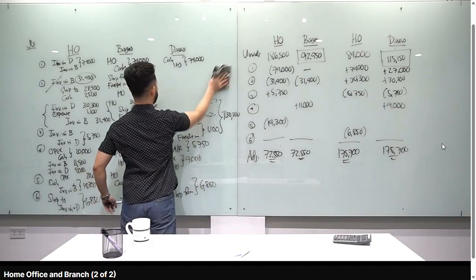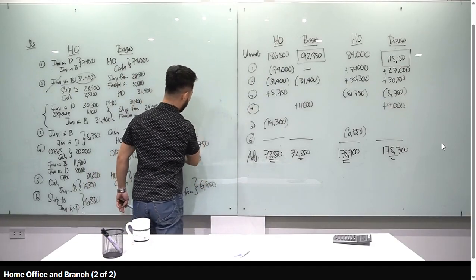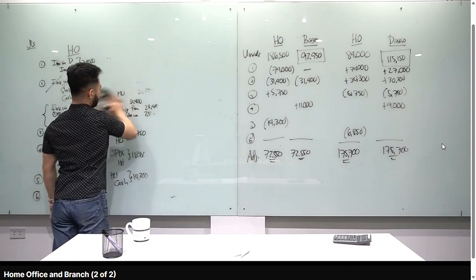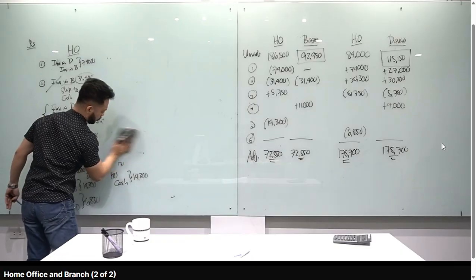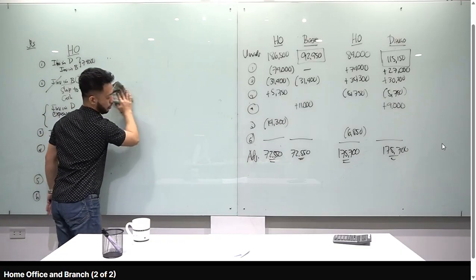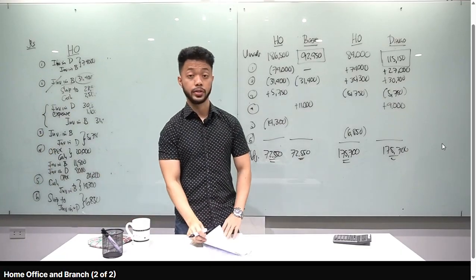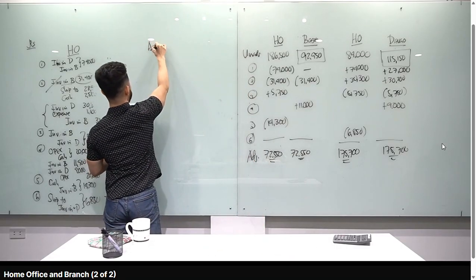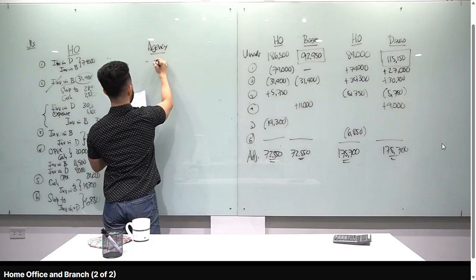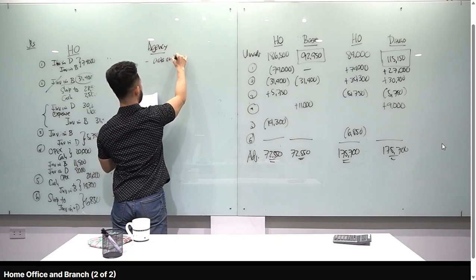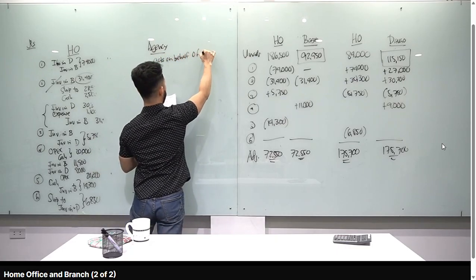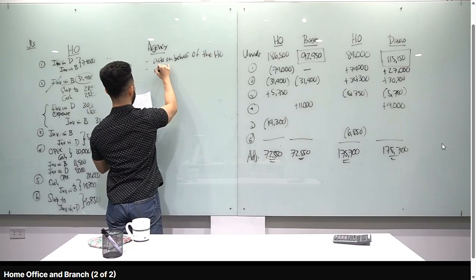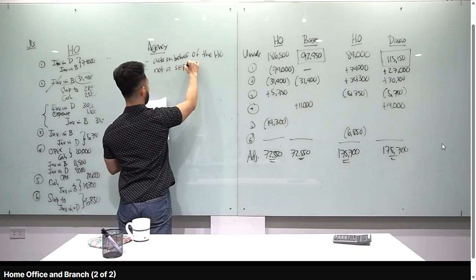Alright, so mabilis lang, class. Problem number 6. Problem number 6 actually is about agency. Okay? Agency. Ngayon, sinasama siya sa topic na ito kasi medyo similar sila. Pero ito yung main differences ng agency. Ito lang class yung tatandaan mo sa agency. Pag sinabing agency, the agency acts on behalf of the home office. And the agency is not a separate entity.